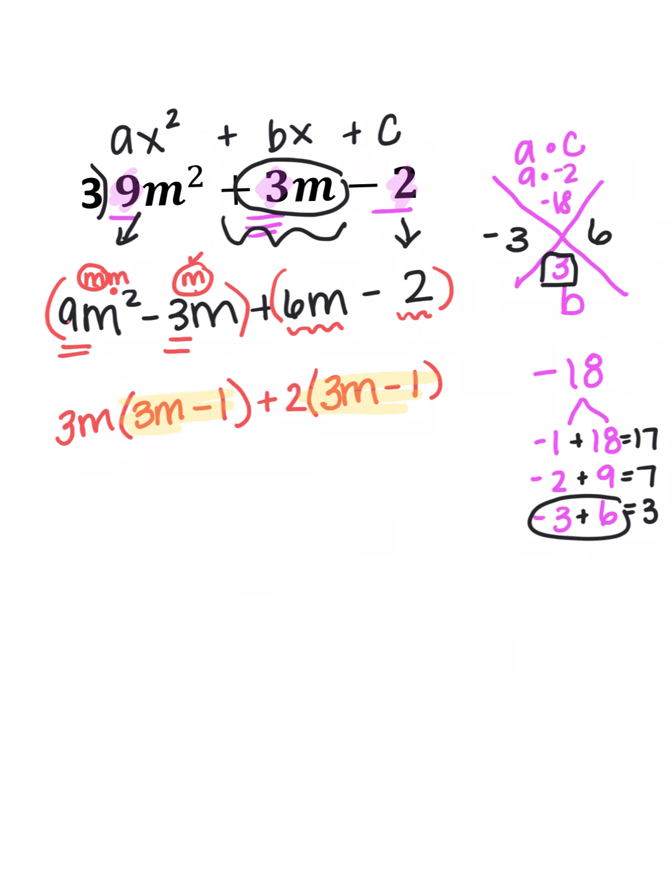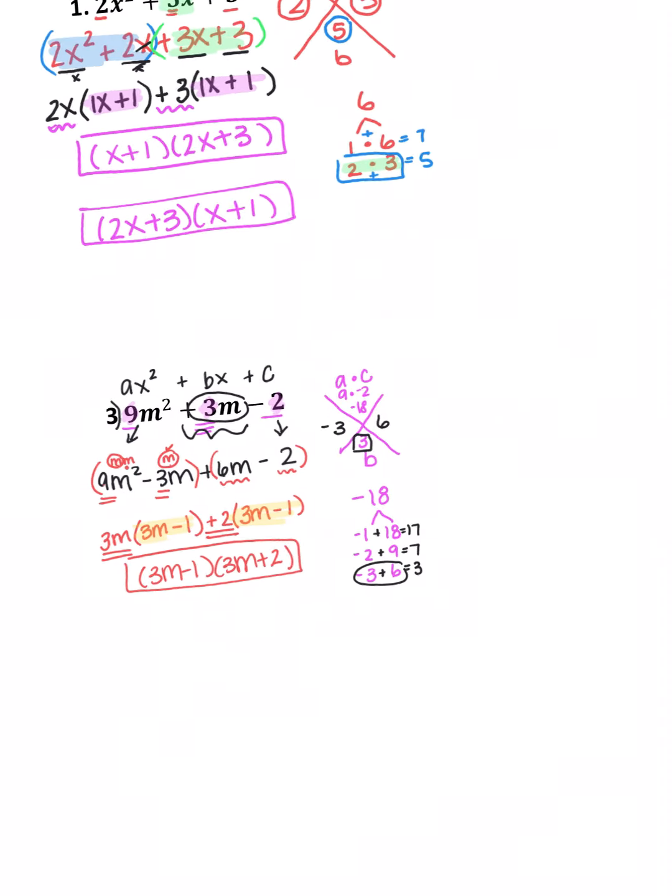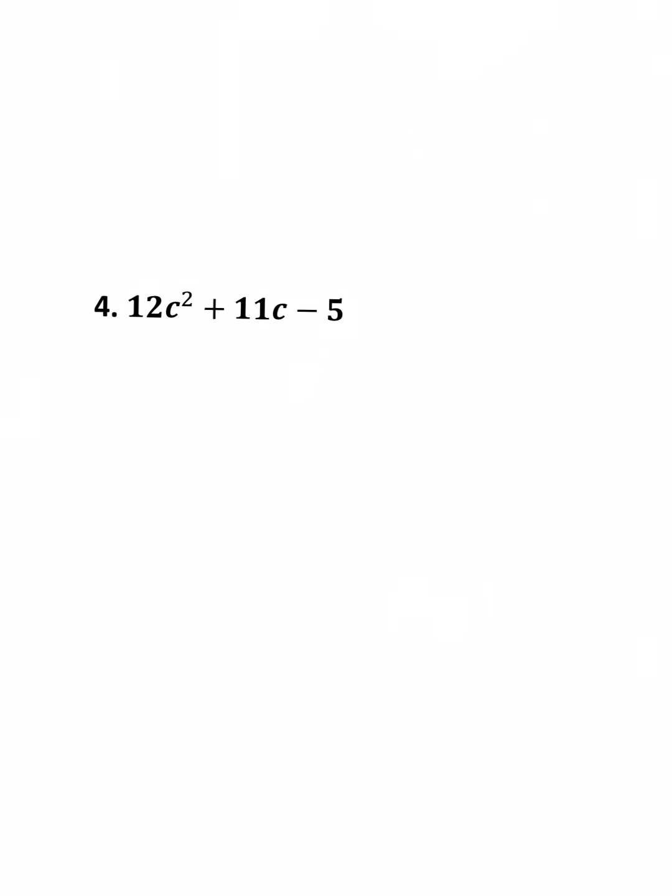So my answer would be my 3m minus 1, and my other factor would be the 3m plus 2. And that would be your answer. All right, go ahead and try number 4 on your own.